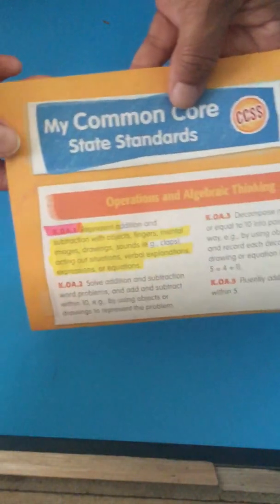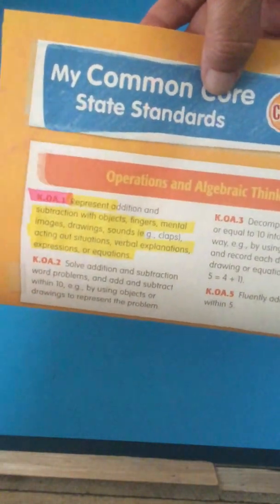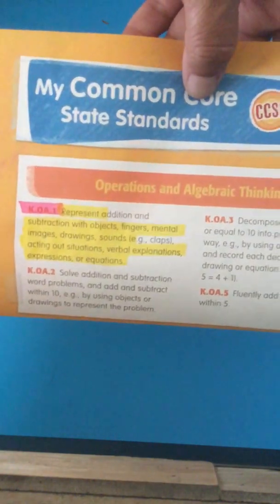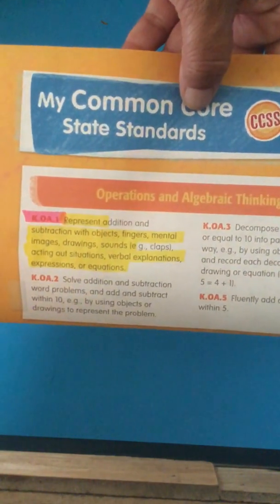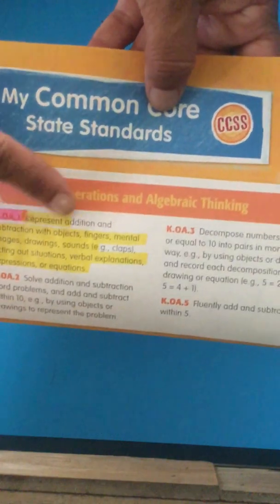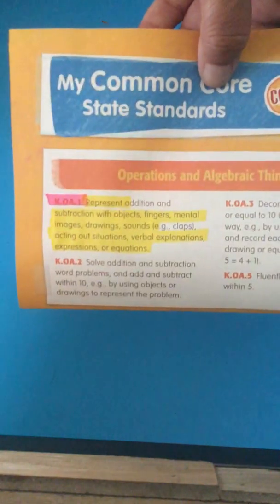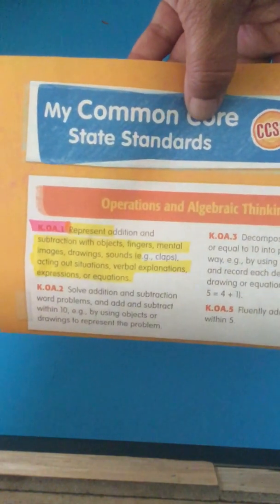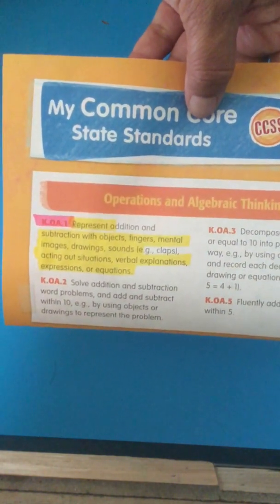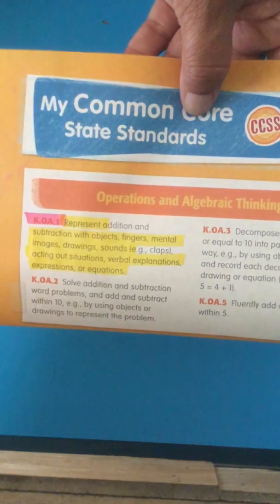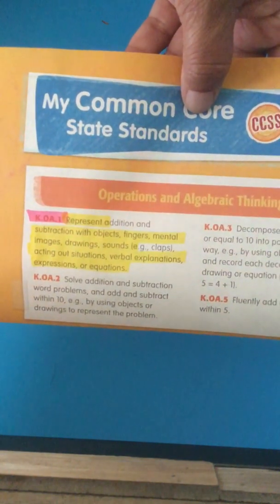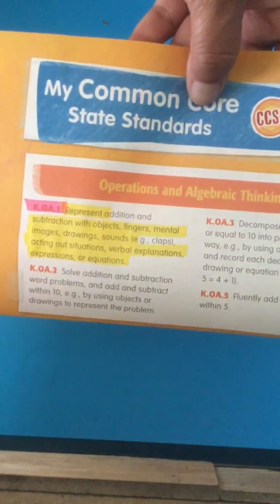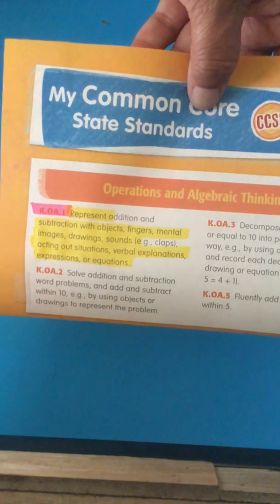So now I want to talk about the knowledge for college. Today, actually we worked on this one 2 weeks ago, we're going to work on KOA1, but not the addition part. We're going to work on the subtraction part. It says here that we can represent subtraction with objects, with fingers, with drawings, with sounds. And earlier in the book, it showed us little pictures of pigs, didn't it?